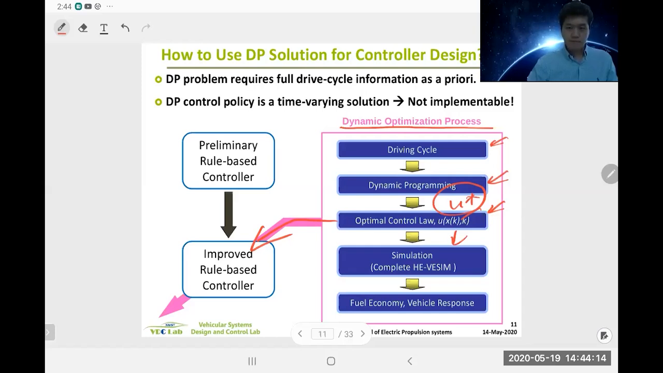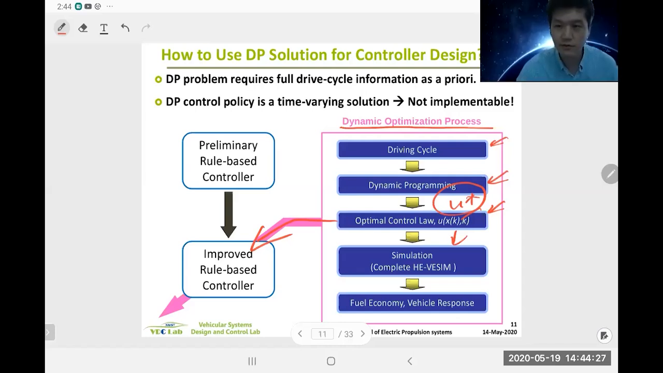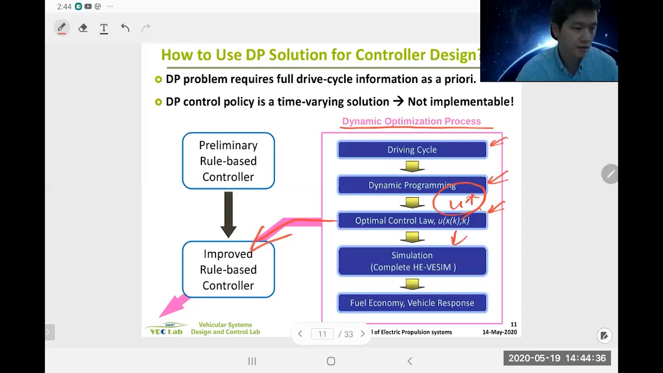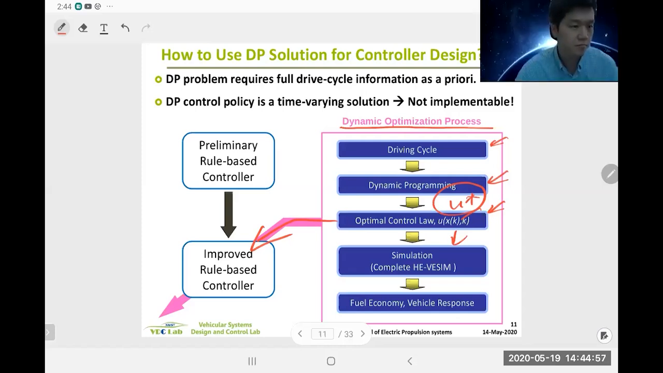Anyone? Isn't it because U star is only optimized for a specific driving cycle, so basically it's very limited? I can't hear you. Sorry. Isn't it because the U star is basically very limited to the specific condition? Is it just me? I can't hear Neil. Everybody can hear Neil? My system is working. Something wrong with my computer, I guess.